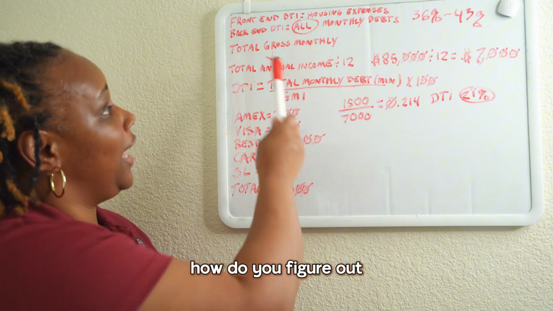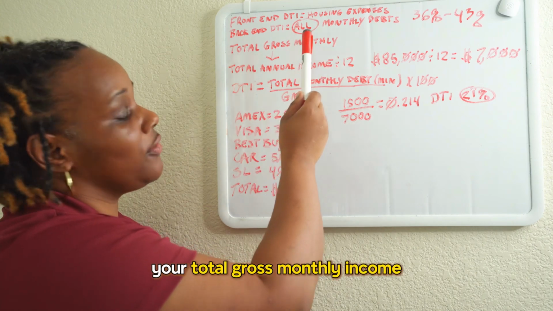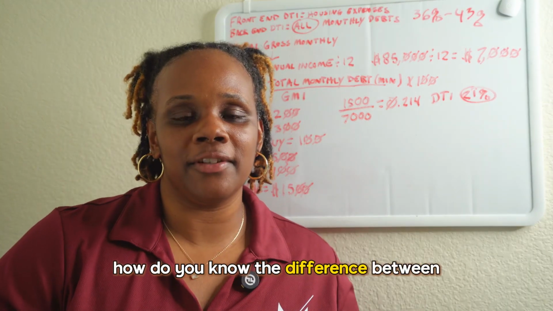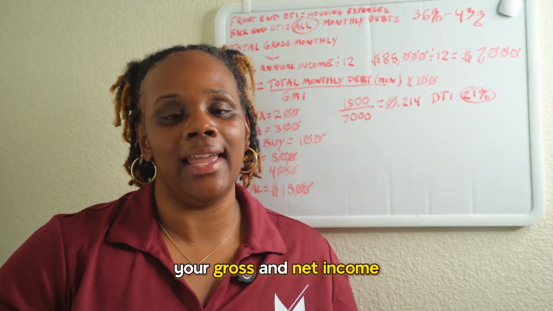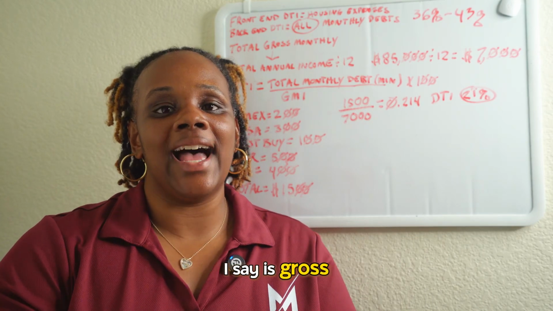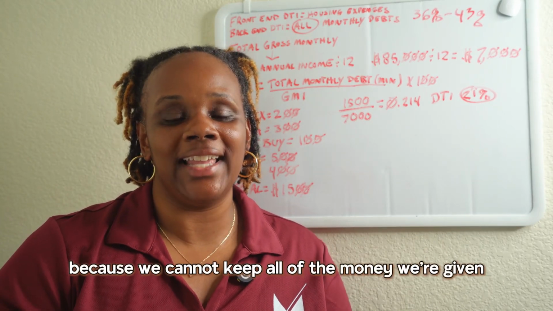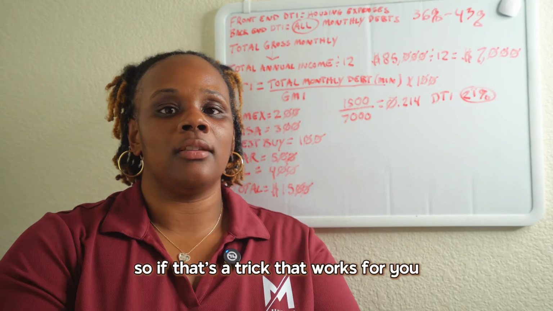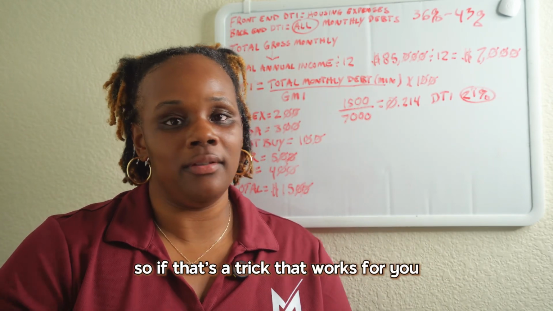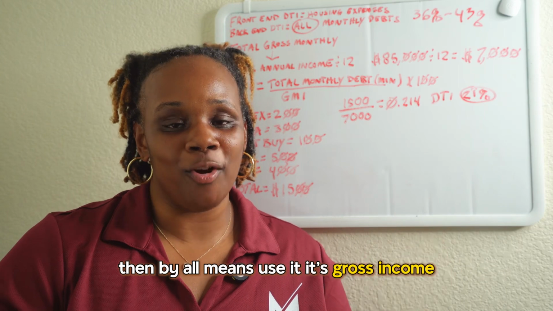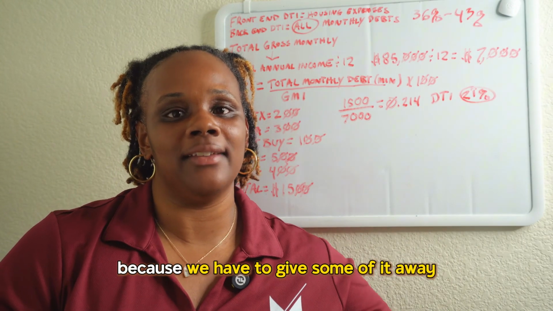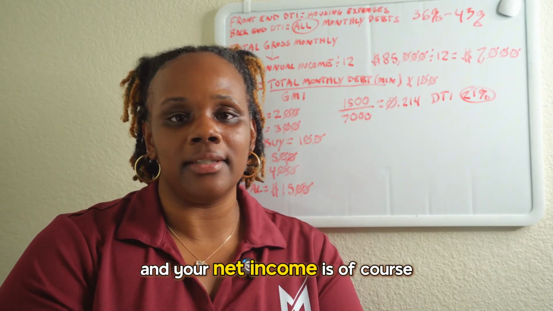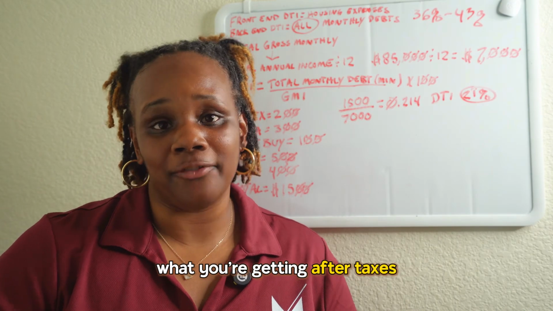So now, how do you figure out your total gross monthly income? How do you know the difference between your gross and net income? The way I remember this is I say it's gross because we cannot keep all of the money we're given. We have to give that money to Uncle Sam. So if that's a trick that works for you, then by all means use it. It's gross income because we have to give some of it away. And your net income is, of course, what you're getting after taxes.